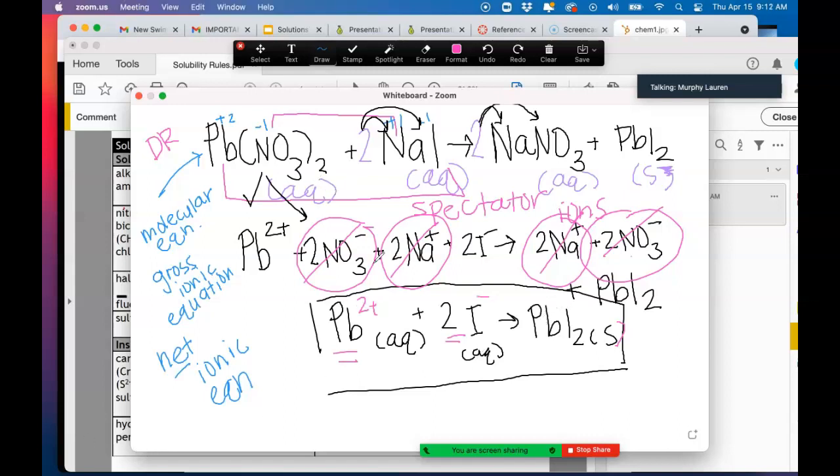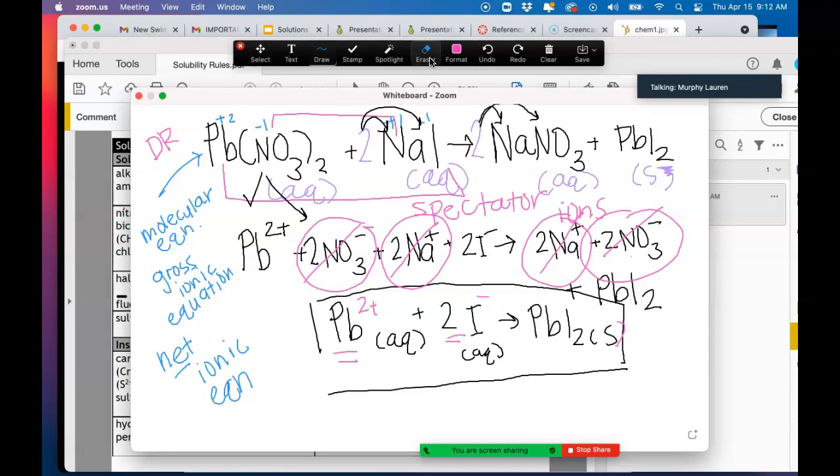So let me reiterate. You must put charges for things that are aqueous or it's not correct. You don't put charges for anything that is solid or liquid or gas. You just rewrite them as they are. You don't change anything about them. Okay? So we're going to try to do another one.